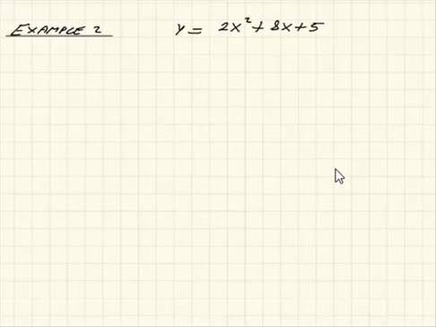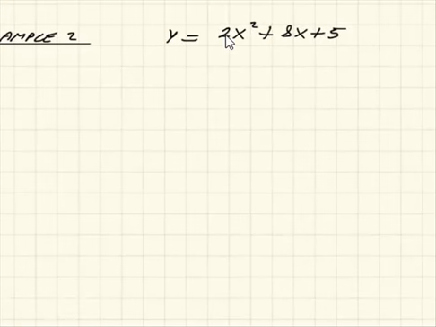Another difficulty that can arise when you're completing the square is this: a number in front of the x squared. To complete the square, you can't leave that number there. You have to have the x squared on its own, so we must divide across by the 2. And we do it like this.